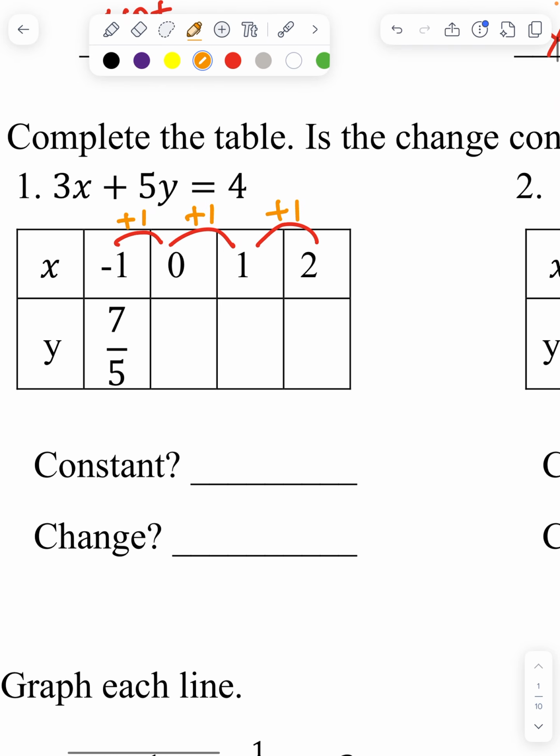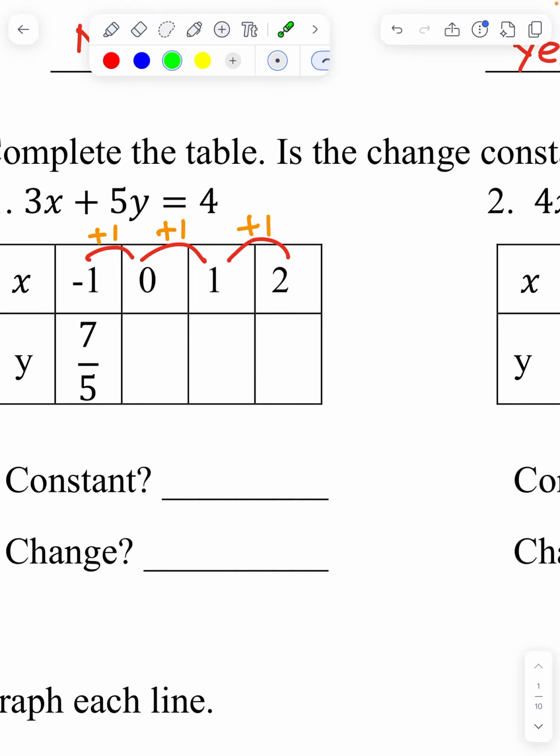Okay, the y values. How to complete all this? We need to plug the x value into the equation and then solve for the y value. The first one is already done for us. We need to figure out the second one when x equals 0. So 3x means 3 times x, so 3 times 0, plus 5y equal to 4. Basically, you just copy the whole equation and replace x by the value given, right?